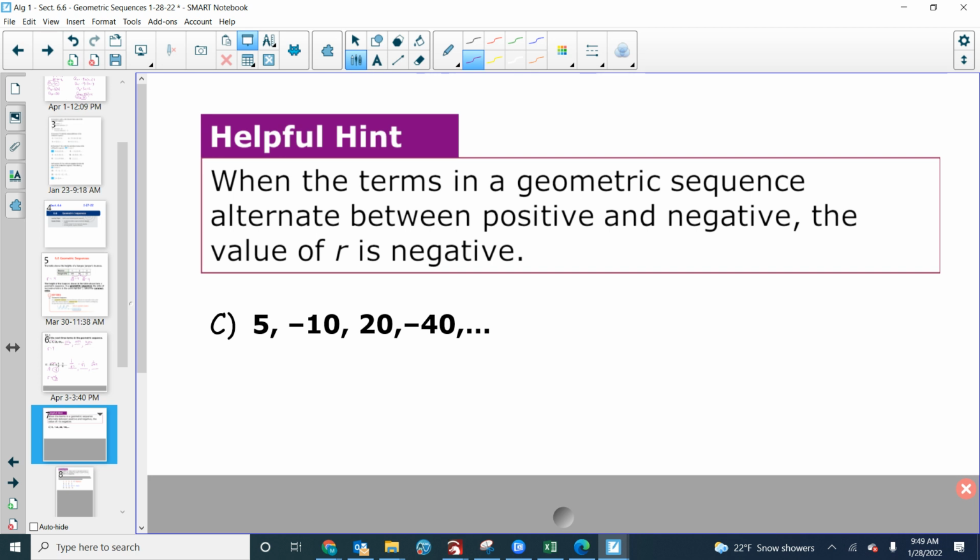Guys, you had this in your notes, I think. And Sabrina saw it. I'm sure she wasn't the only one. Guys, if the numbers alternate between positive, negative, or negative, positive, you know the common ratio is negative. So I'm putting a little star by that. What would the common ratio be here? They say -2. Do you guys agree? Yes.